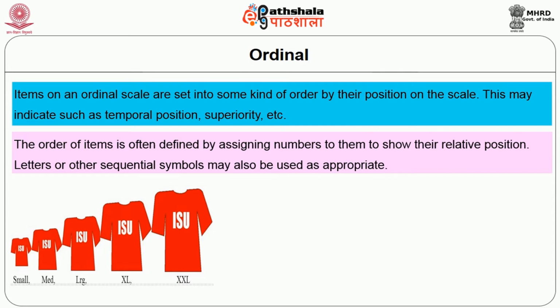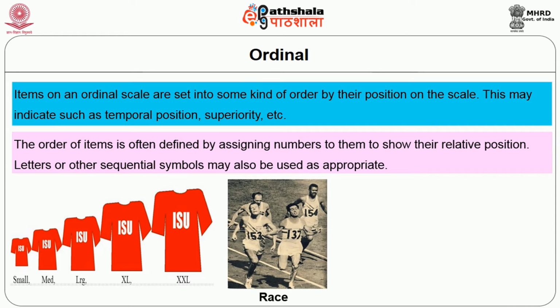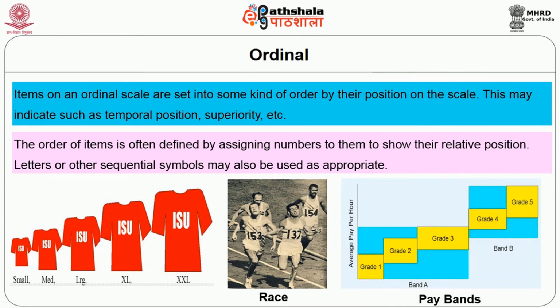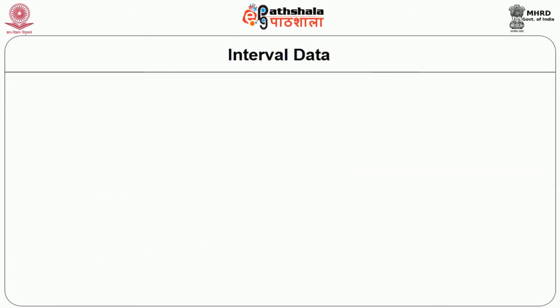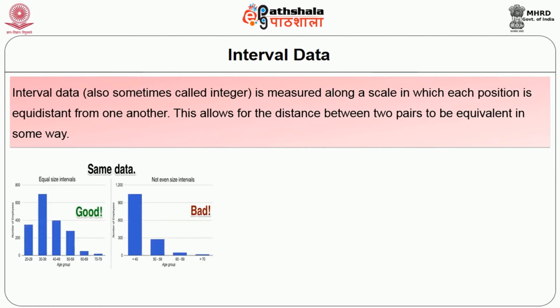Ordinal items are usually categorical in that they belong to a definable category, such as 1956 marathon runners. You cannot do arithmetic with ordinal numbers. They show sequence only. For example, the first, third, and fifth person in a race. Another example is pay bands by an organization as denoted by the alphabets A, B, C, and D.